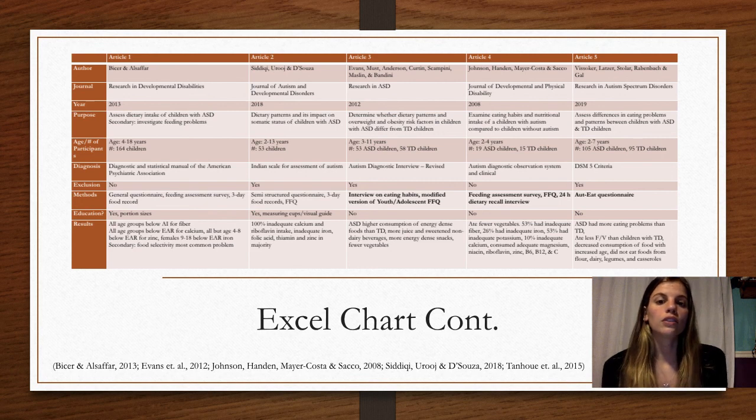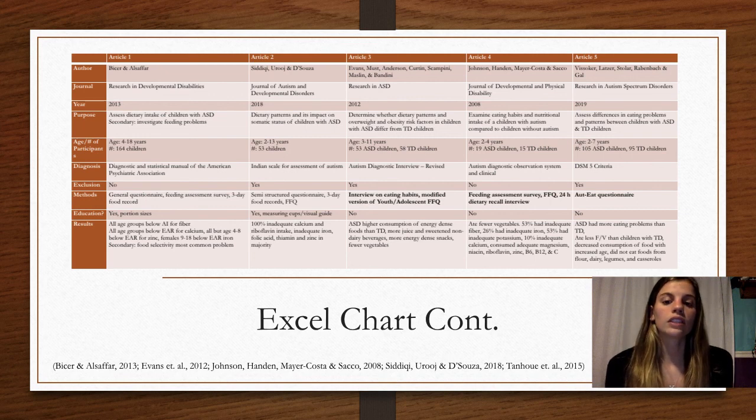It is important to note that Article 4 was a preliminary study, which is the reason for a small participant number. The results of these articles were mainly conducted from food frequency questionnaires, 3-day food records, and 24-hour diet recalls that were filled out by parents.